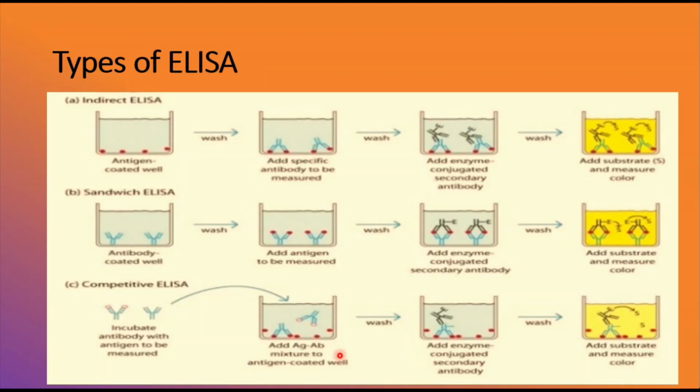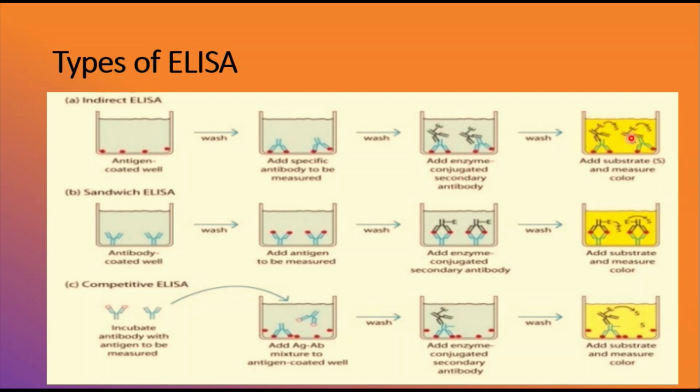So we have different types of ELISAs, that is indirect ELISA, sandwich ELISA, and competitive ELISA. In the indirect method, the antigens are coated in the well, and then the specific antibody to be measured from the sample is added. If they are specific, they will bind to the antigen, and the secondary antibody will go and bind to this antibody antigen complex.